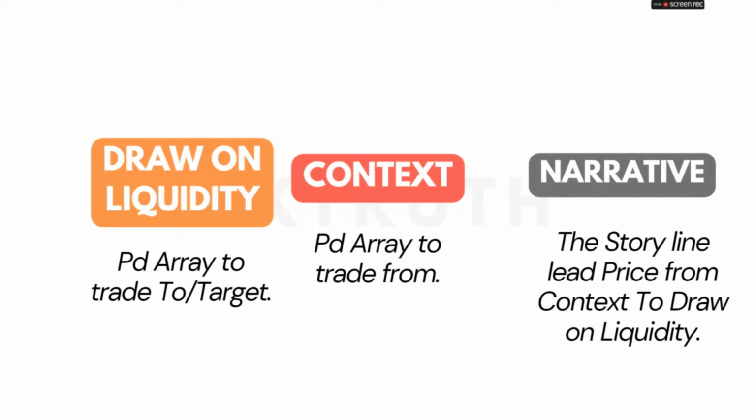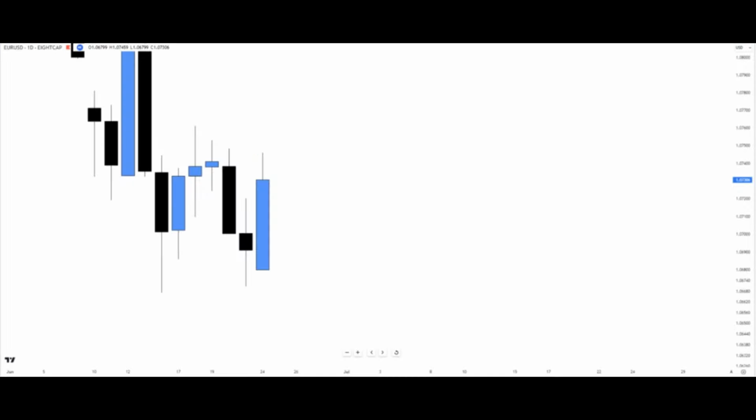So with that said and done, let's see examples on the chart. So right here on the daily time frame on the Euro USD, you can see this particular equal lows right here, which is going to be our draw on liquidity. So the next we're going to be identifying is our context area. In other words, where's price going to be trading from?